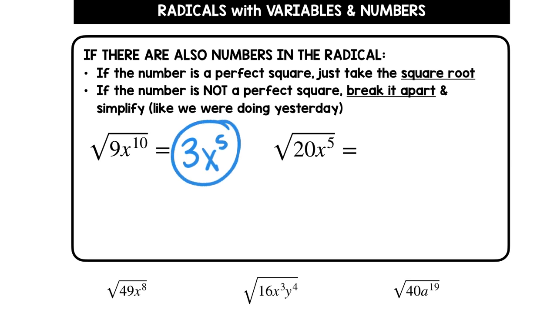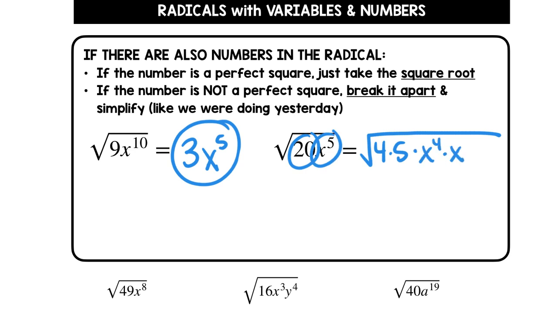20 is not a perfect square. So on this one, I usually take one step where I just break up the 20 into 4 and 5, because 4 is a perfect square. X to the 5th, I'm going to break into x to the 4th times x to the 1st. And then just pull out the perfect squares. The square root of 4 is 2. Square root of 5 needs to stay under there. Square root of x to the 4th is x squared. And then that x needs to stay under there as well.